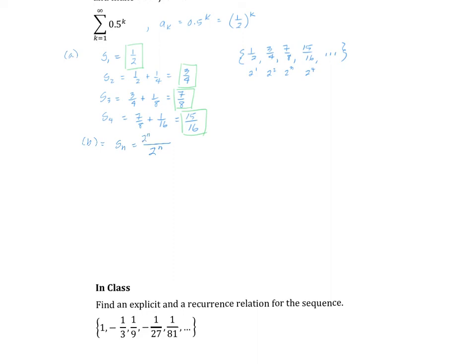So 2 to the n, and then I'm going to just subtract 1 from that. So I can write my S sub n, I don't know why there's so many roosters, as 2 to the n minus 1 over 2 to the n. Or I could split it up as 2 to the n over 2 to the n, which is 1 minus 1 over 2 to the n. And that would be for n equal to 1, 2, 3, and so on.